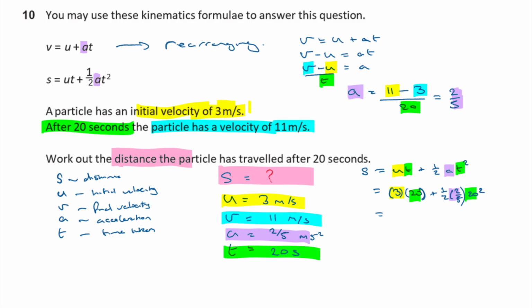That comes out to be 140. What's the units then? Everything's in meters per second, so that's going to be in meters then, isn't it? 140 meters. So work out the distance the particle traveled after 20 seconds. It's going to be 140 meters. Well, that was a lot of fun. I like that. It's good.